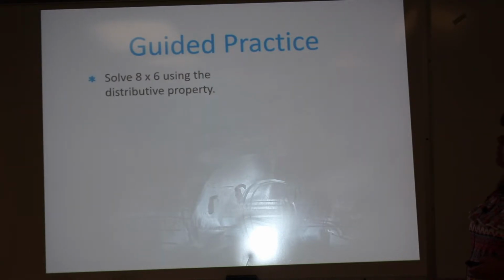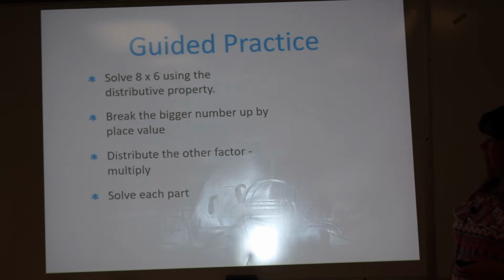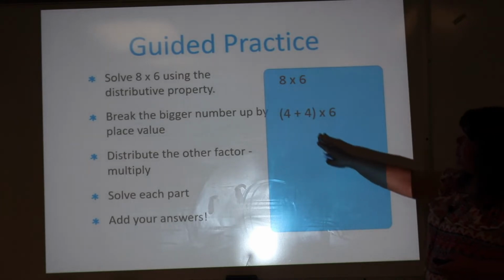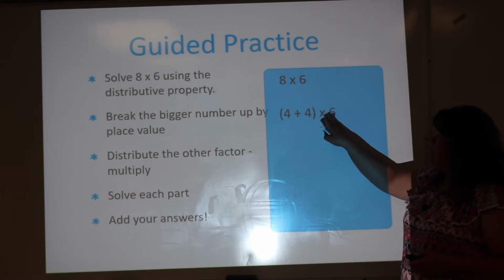Okay, we have 8 times 6 using the distributive property. I'm going to break the number up by place value, distribute the other factor and multiply, and then solve each part. Then we'll add our answer. 8 times 6. We're going to break the 8 into 4 plus 4, times 6.